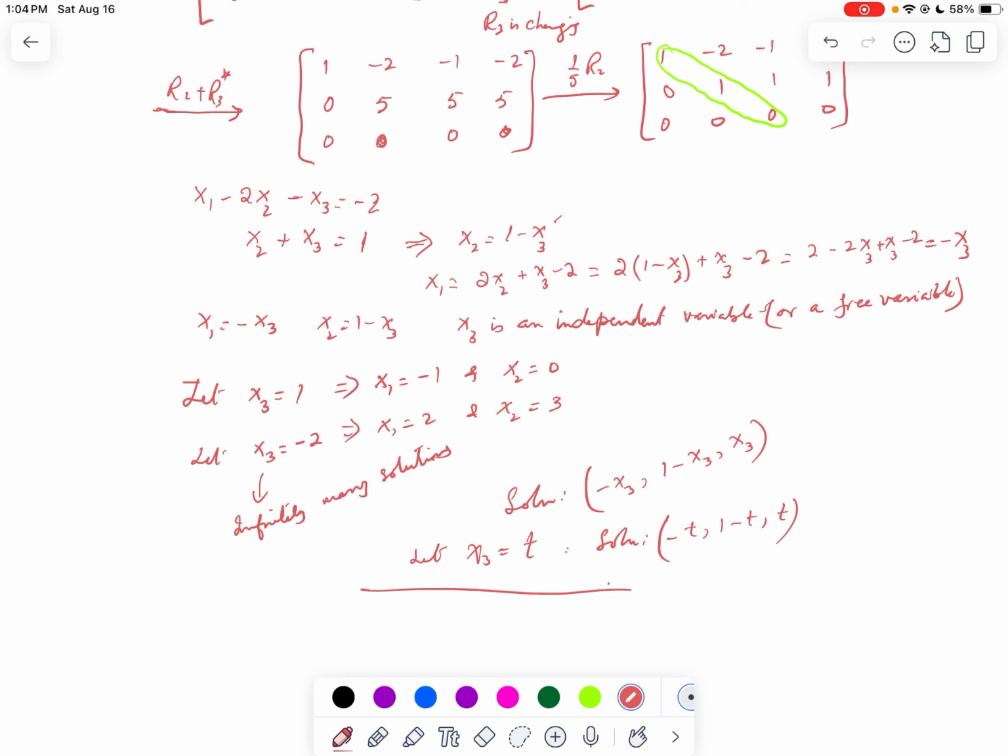In this case we had only one free variable. We can have more than one free variable, as you will see in coming chapters. Okay, so this is section 1.1.